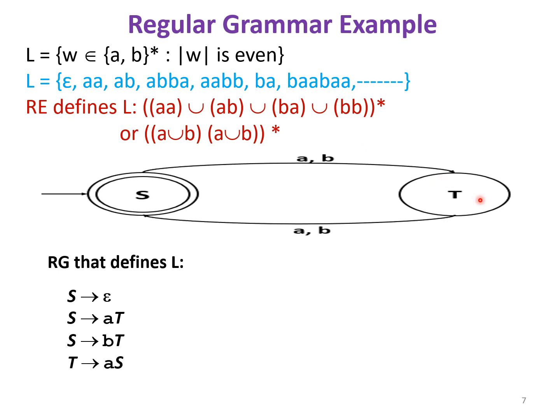Next, similarly for T: T on a goes to state S, so T → aS. Similarly, T on b goes to S, so T → bS. So this is the regular grammar written for this particular DFSM.